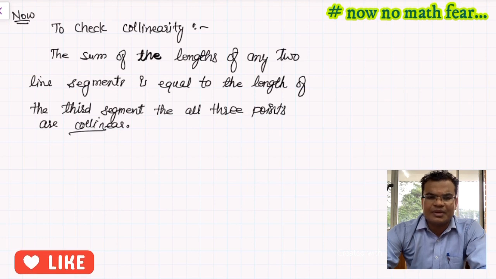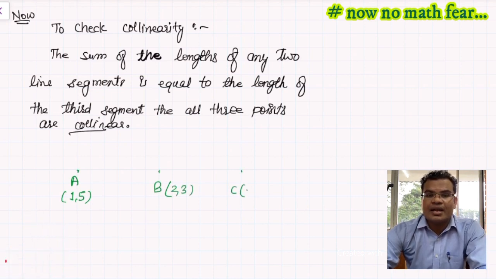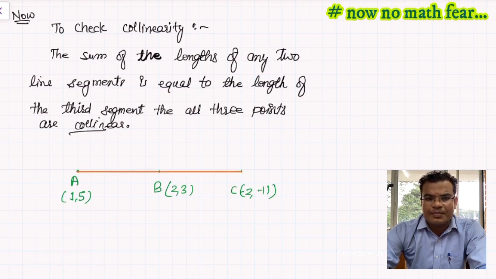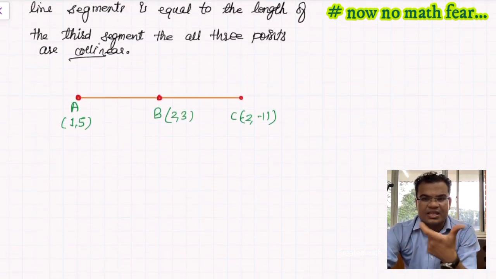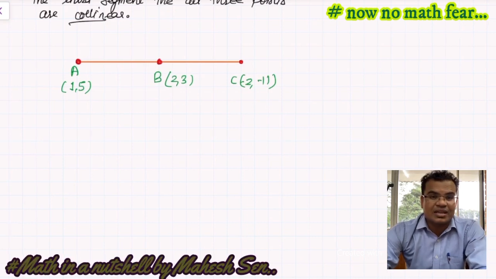Let me write it down. I hope you understood up to this what collinear points are. Now we are taking the 3 points. Let A, B, C be the points given to us: (1, 5), (2, 3) and (-2, 11). Now we join all 3 points and take the line segments AB, BC and AC, the bigger one. Now you have to find the length of each line segment. First is AB. So how do we find the length of AB, the line segment?